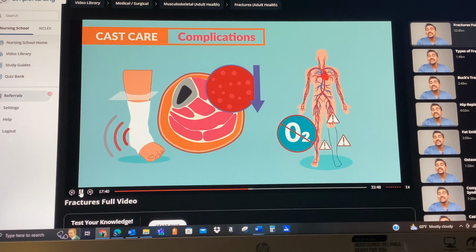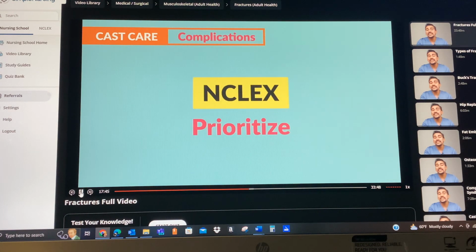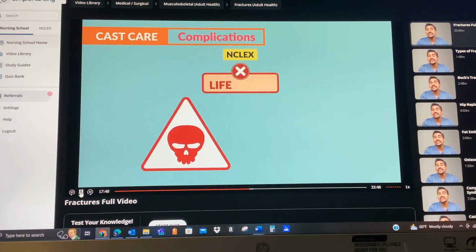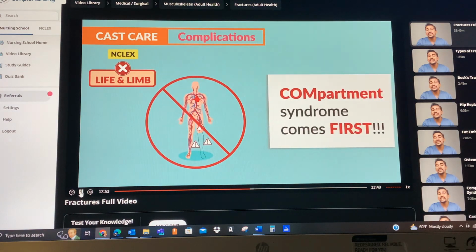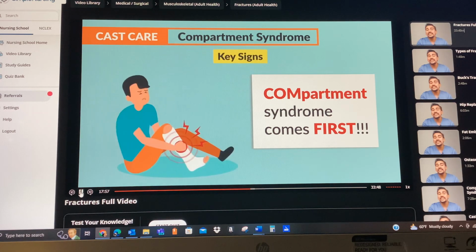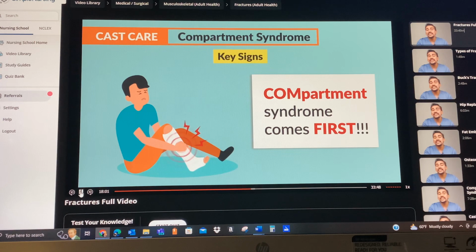That's no good. The NCLEX will typically give you a few patients, asking you to prioritize which one is worse. So on the NCLEX, always think loss of life, then loss of limb. Don't lose the limb here. So compartment syndrome comes first. So the key signs to look for is severe pain. Now this is the earliest sign of sudden compartment syndrome.